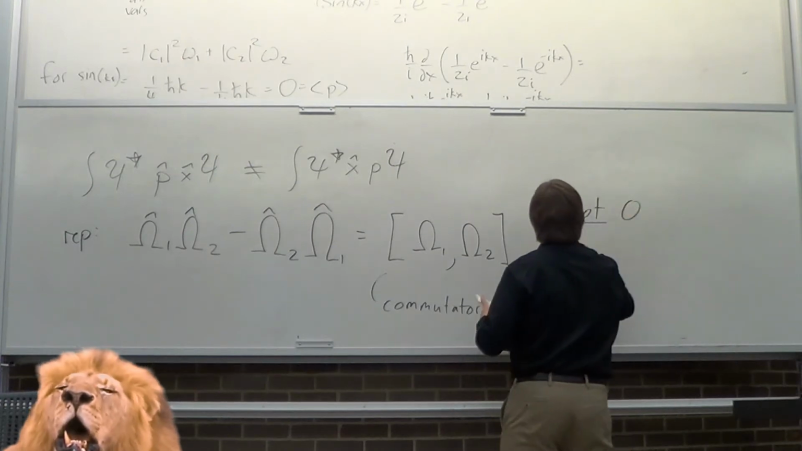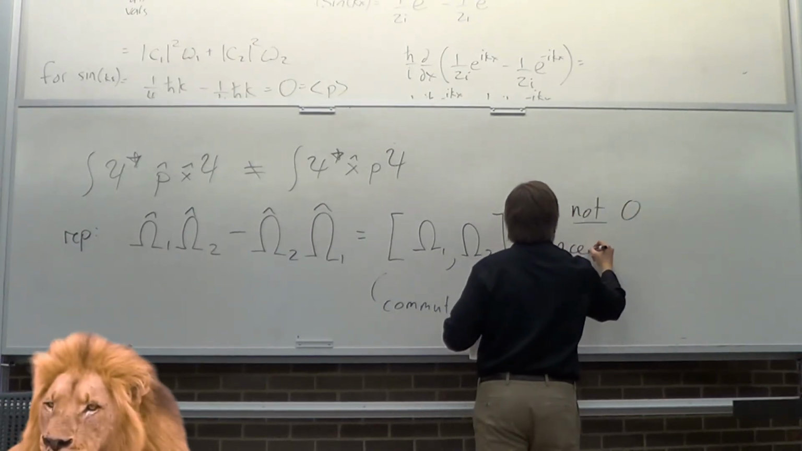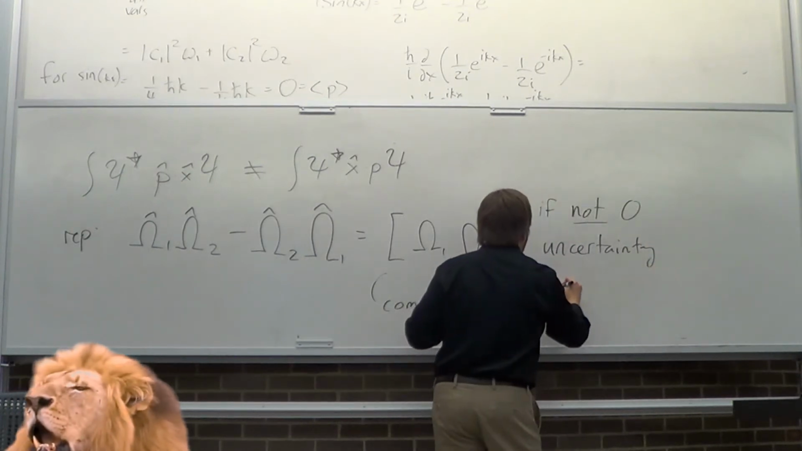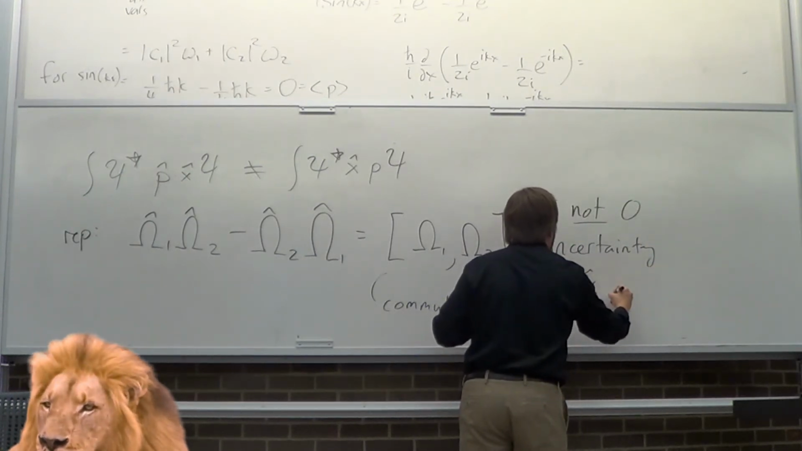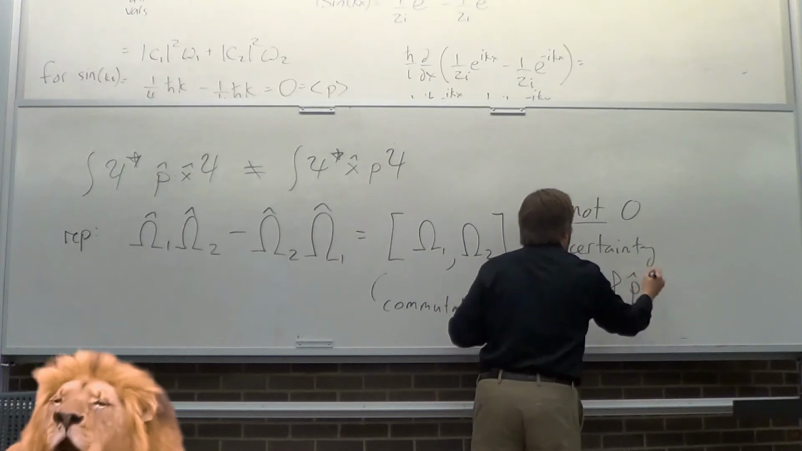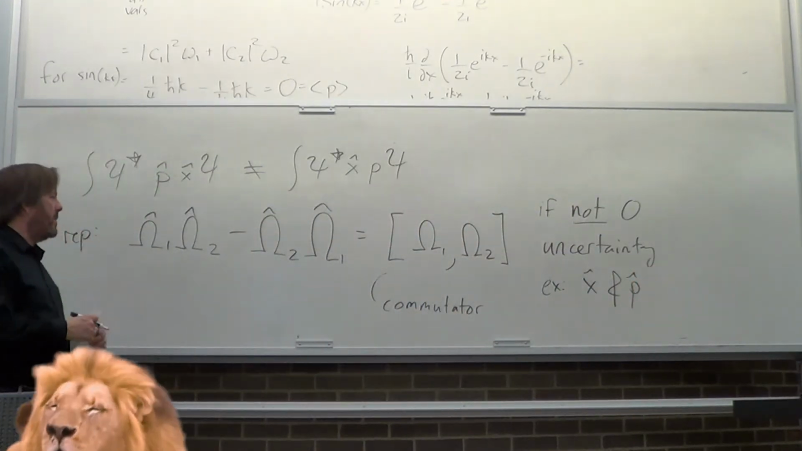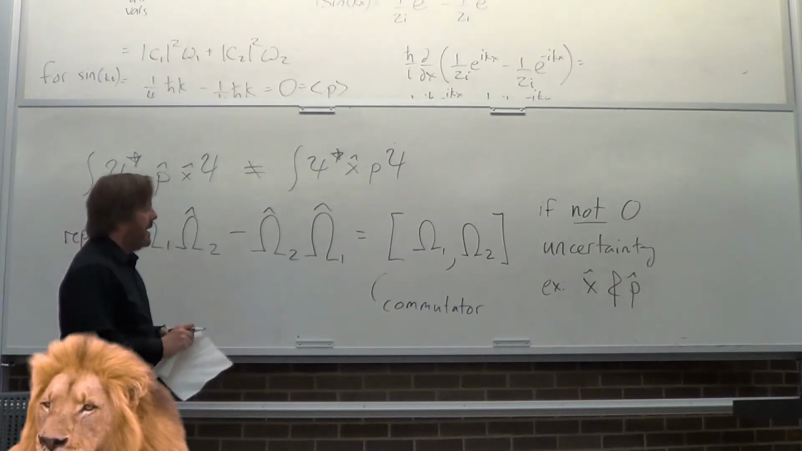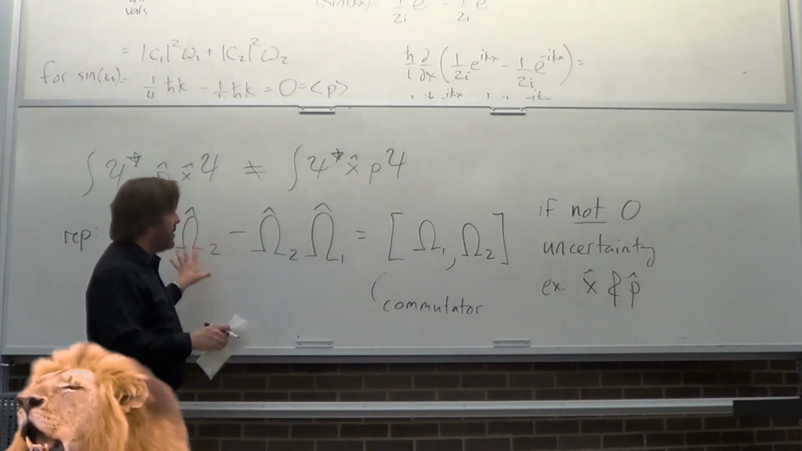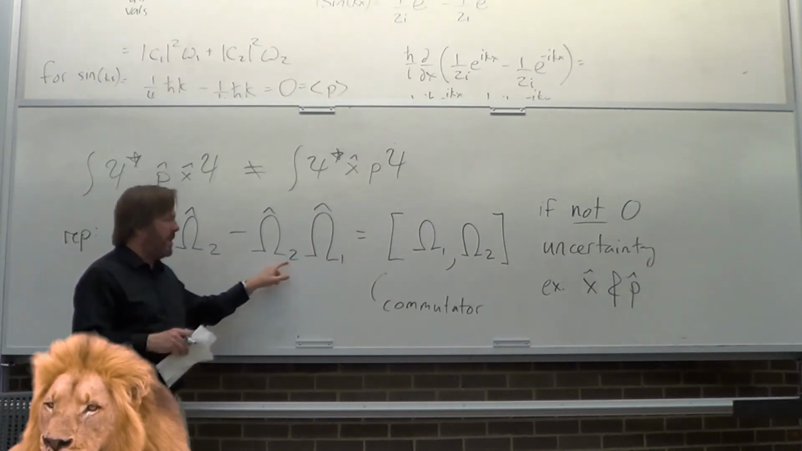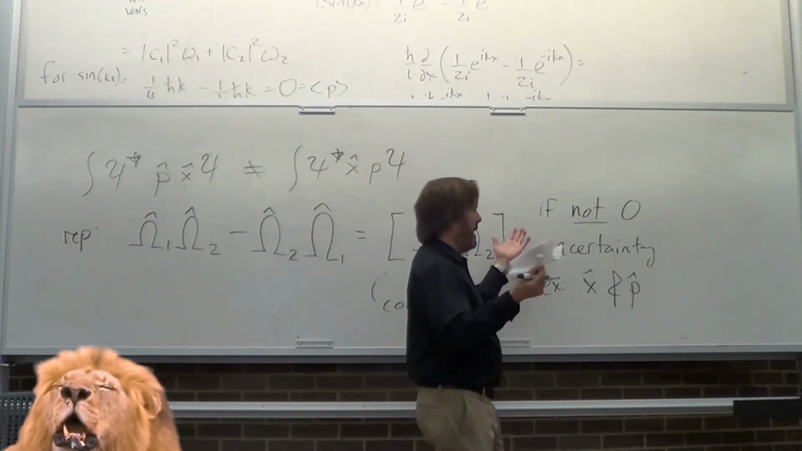If not 0, you've got uncertainty. And of course, an example is what you just saw. Position and momentum, they do not commute. The commutator is not 0. And now let me actually evaluate this, because right now this is like xp minus px. What the heck is that? How would that be equal to 0?